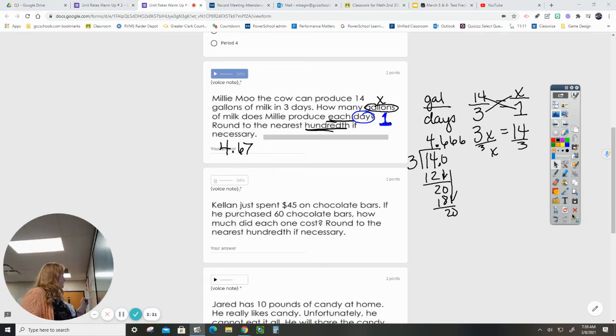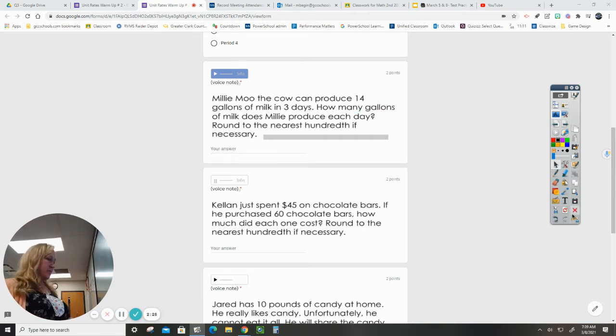Kellen just spent $45 on candy bars. If he purchased 60 chocolate bars, how much did each one cost? Round to the nearest hundredth, 2 decimal places, if necessary. Okay, so in this situation, we have money, and they want to know how much the other one is, an X. And the other thing that we know is we have 60 chocolate bars.